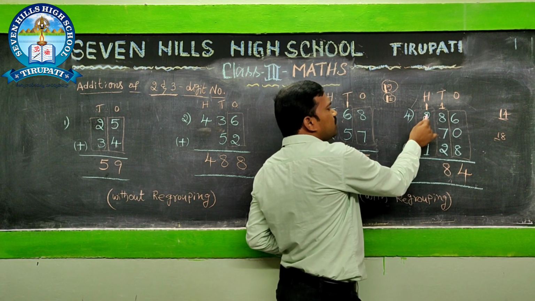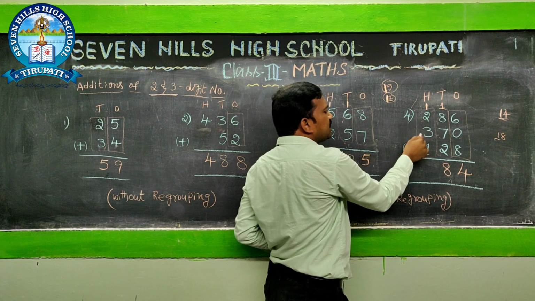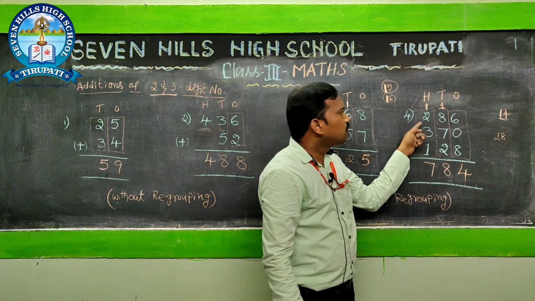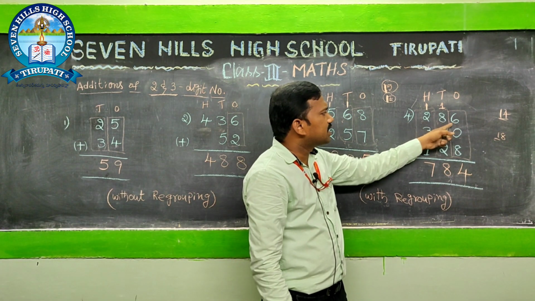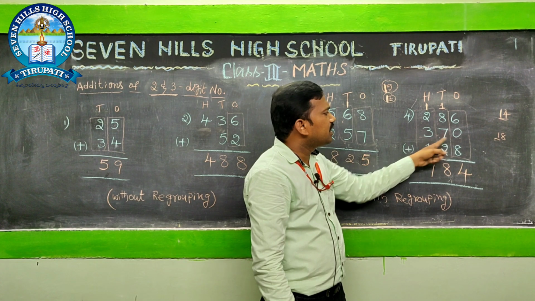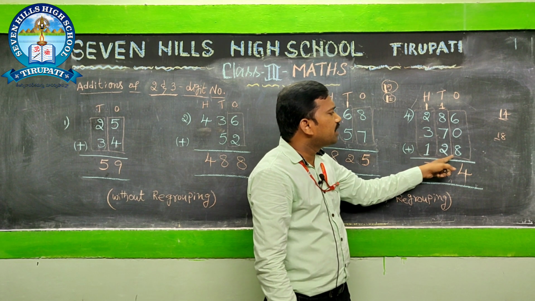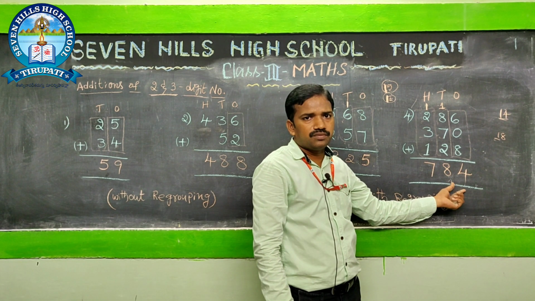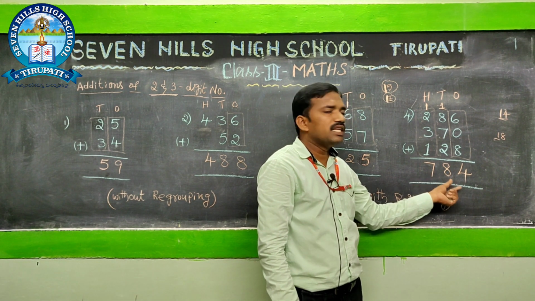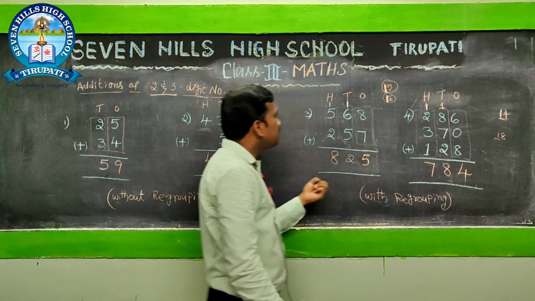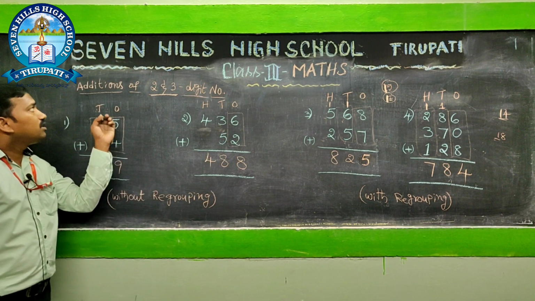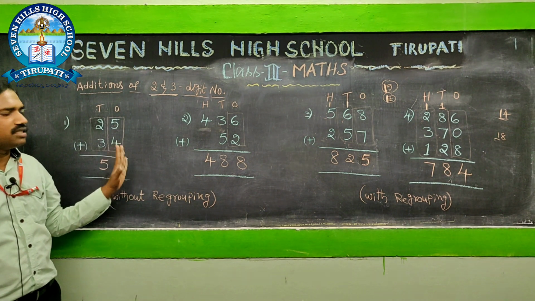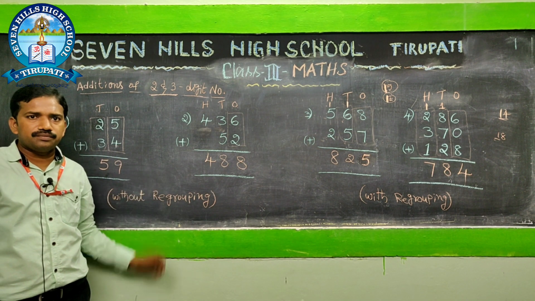1 plus 2 becomes 3. 3 plus 3, 6. 6 plus 1, 7. So 286, 370 and 128, addition means we get 784. The result is 784. Now you understand? Now we are learning addition of 2 and 3 digit numbers like this. Okay, understand?